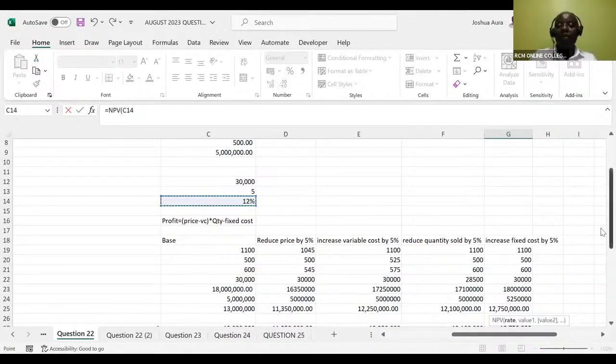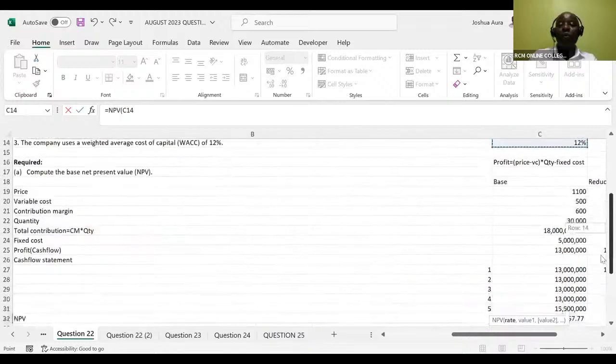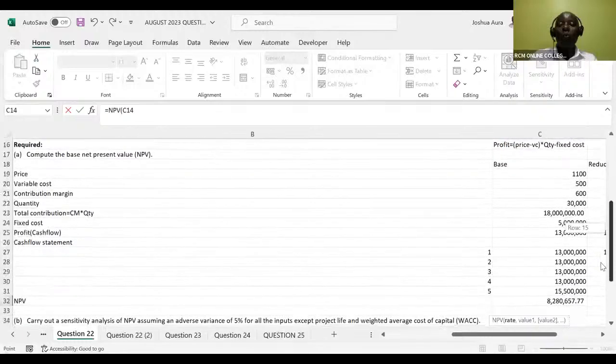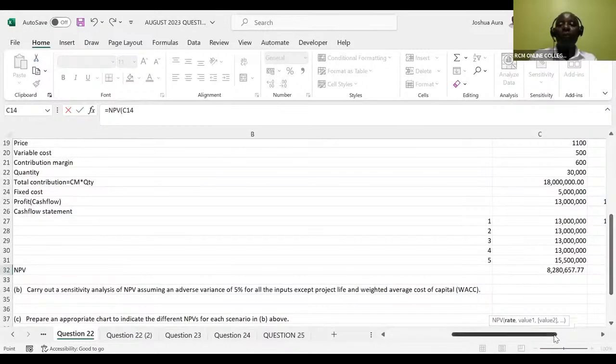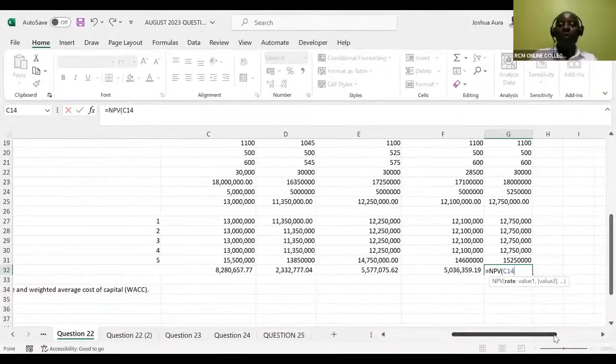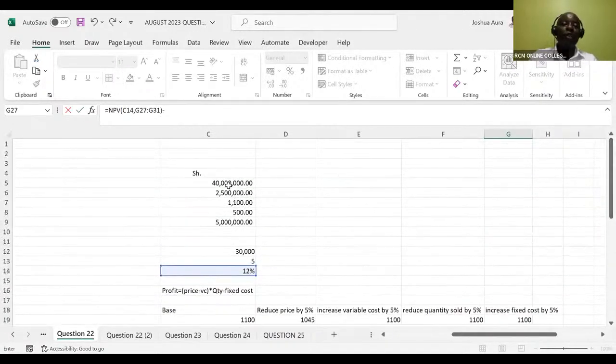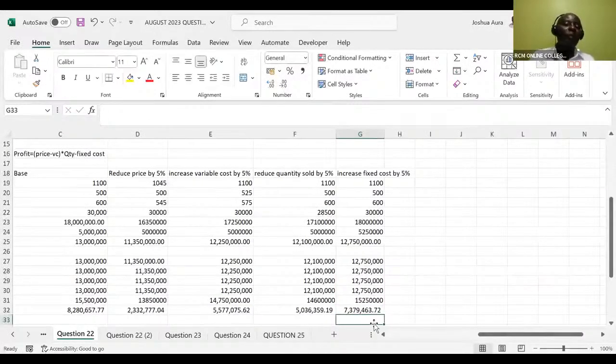And then I come back to my formula, comma, values 1 to value 5. I pick this. After that, ladies and gentlemen, I close and then I say minus. I remember that initial outlay was 40 million, although there's no harm, I can come back here and pick it, 40 million. This was the initial outlay. I say enter. So I'm getting this 7.3.